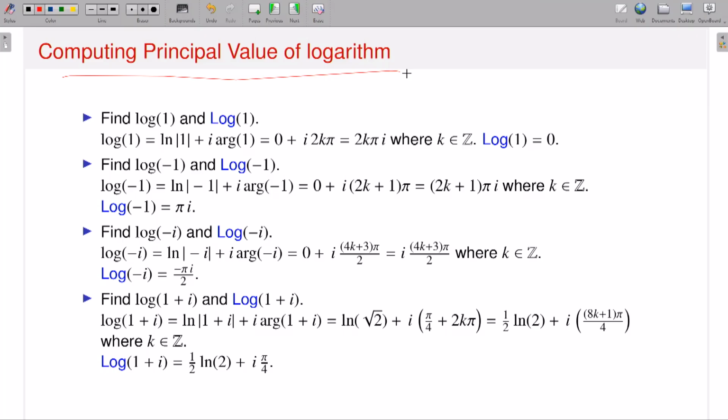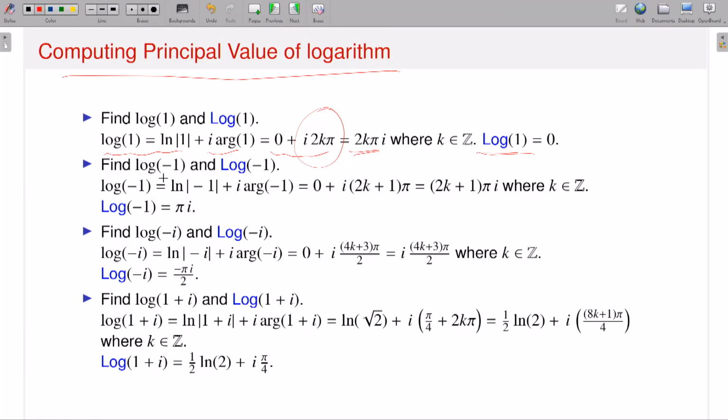Small log of z, if you calculate, will be multi-valued, and capital log of z will be single valued. So a couple of examples I have given. For example, log 1 is ln 1 plus i times the argument of 1, but the argument of 1, if you calculate, is 2kπ. So small log, running over z, is taking multiple values, but if I take capital log of 1, I have to take the principal argument, that means 0 for the point 1, its principal argument θ is equal to 0, and therefore log of 1 takes the value 0.